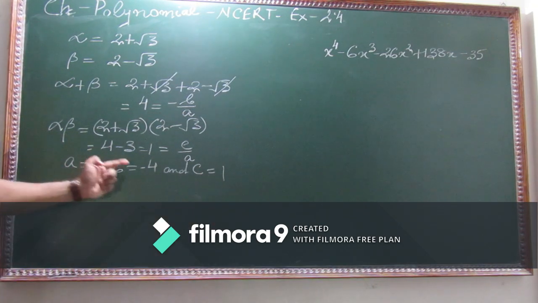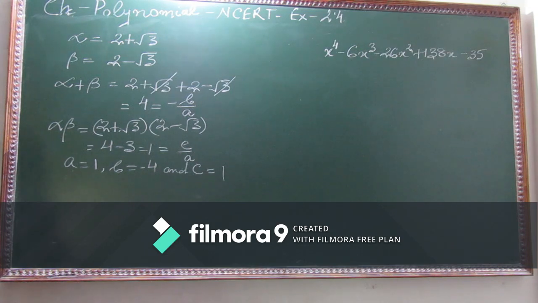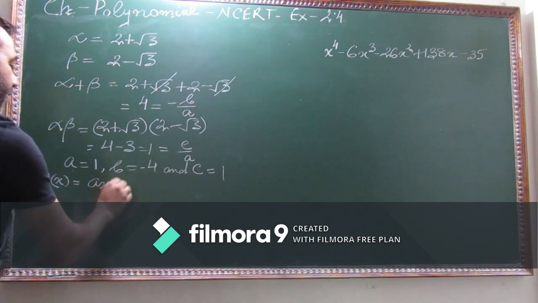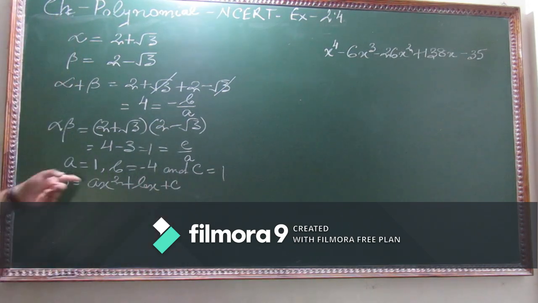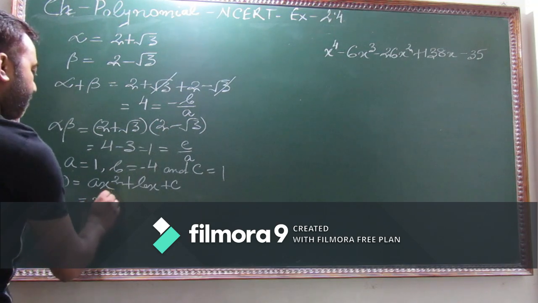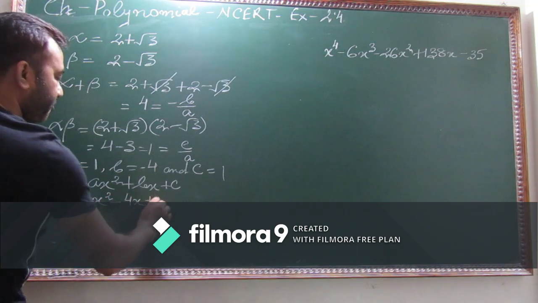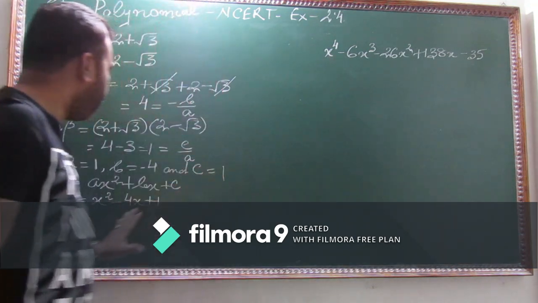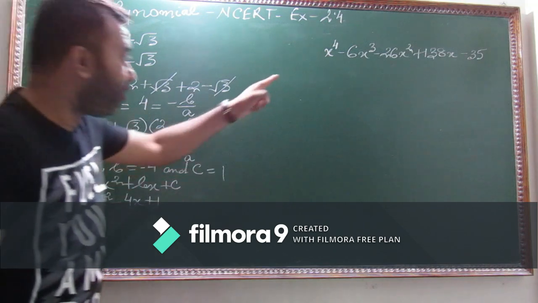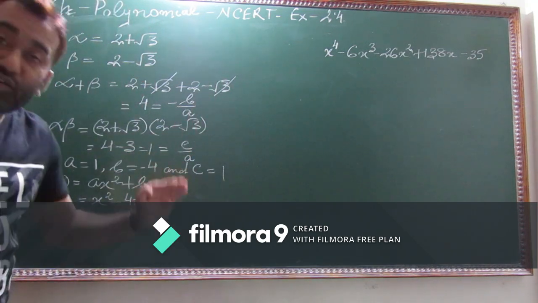So these are a, b and c. Now let me consider the polynomial g(x). The polynomial g(x) of order 2 is ax square plus bx plus c. Putting a equal to 1, this is x square minus 4x plus 1. So this is the polynomial g(x). Now this one is of degree 4 and this is of degree 2. If I divide this polynomial by that polynomial, I can find the other two zeros.